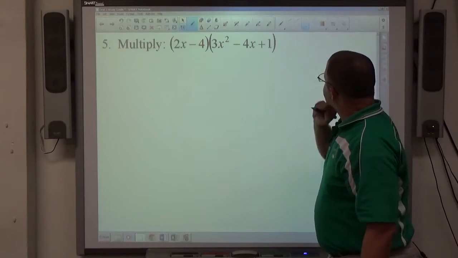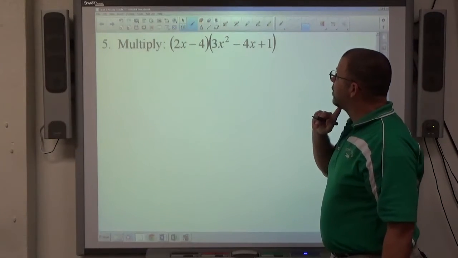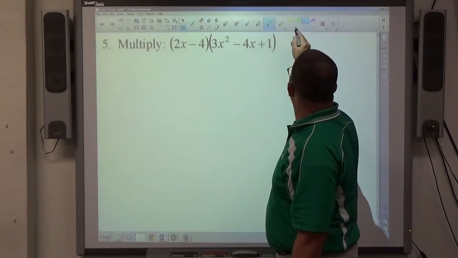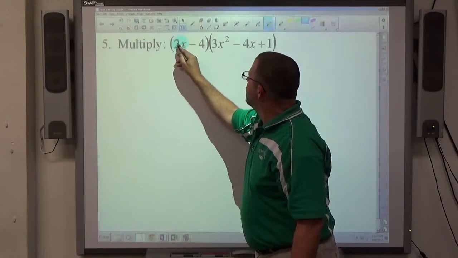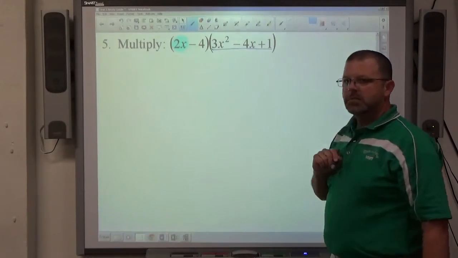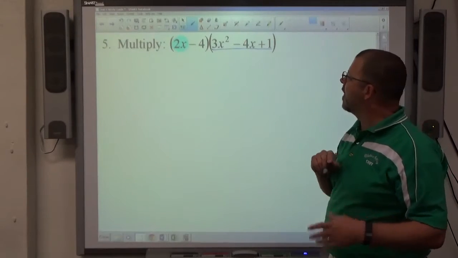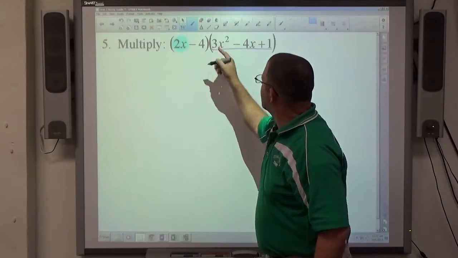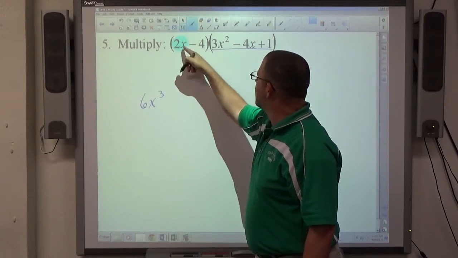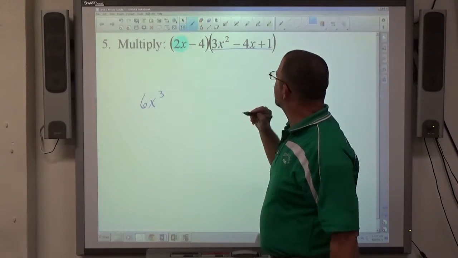Next problem. 2x minus 4 times 3x squared minus 4x plus 1. The requirement of this problem is that this object gets multiplied by this entire parentheses. Distributive property for that. So if I do 2x times 3x squared, I'm going to get 6x to the third. 2 times 3 makes 6, x times x squared, you add the powers, get x to the third.